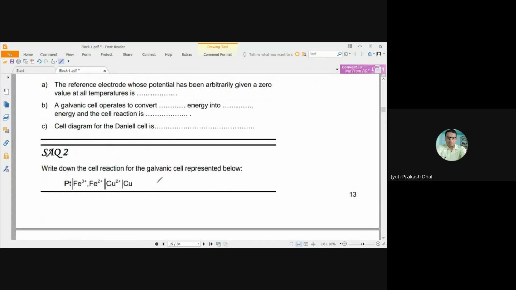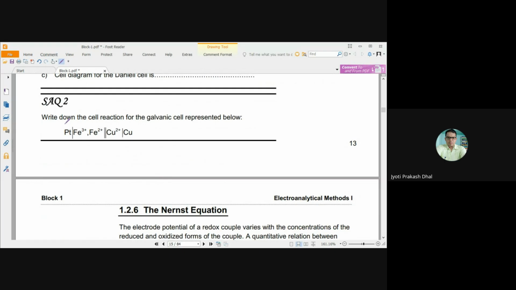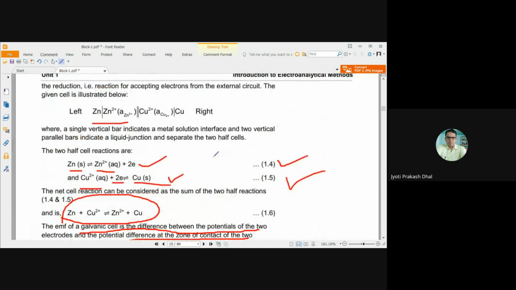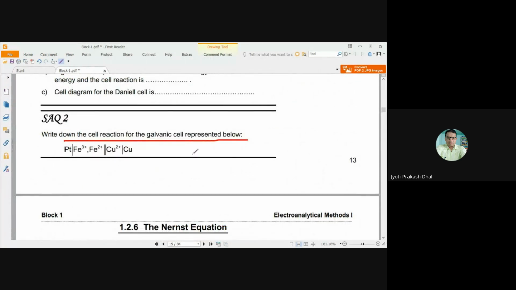Here some questions are there. In the first question, write the cell reaction for the galvanic cell presented below. Here we have discussed particularly the copper zinc cell, that is called a Daniell cell. But in the question it is given as an iron copper cell. So here you have to write the cell reaction.